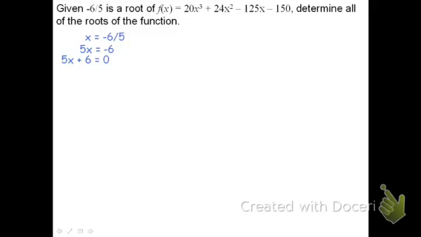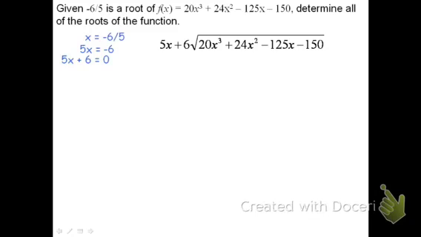Okay, again, now we're going to set up the long division, and we're going to say what is the quantity 5x plus 6 divided into the quantity 20x cubed plus 24x squared minus 125x minus 150. Starting our long division, we know that the 5x times, it had to be 4x squared to make 20x cubed. Multiply the 4x squared times the quantity 5x plus 6, and you get 20x cubed plus 24x squared.